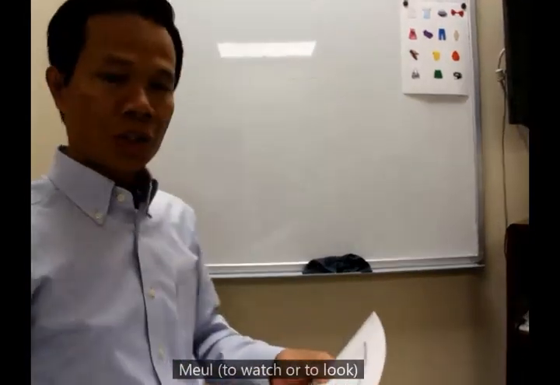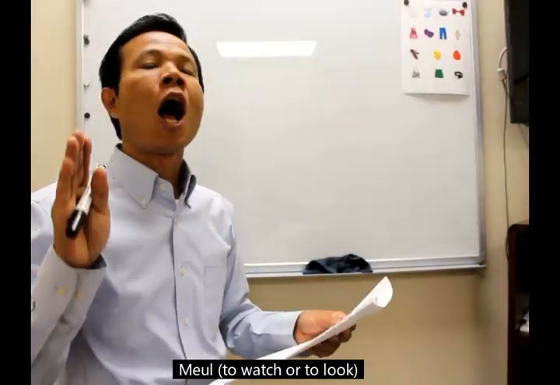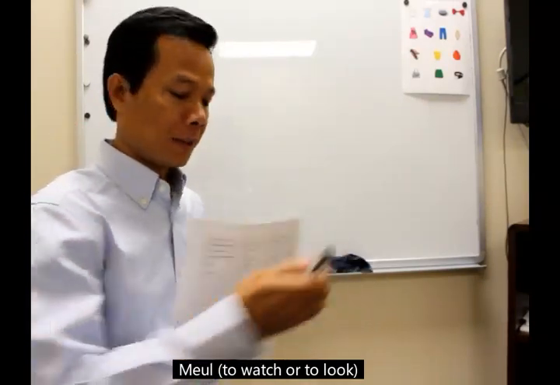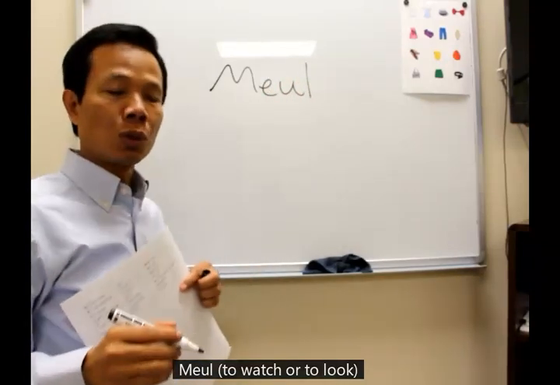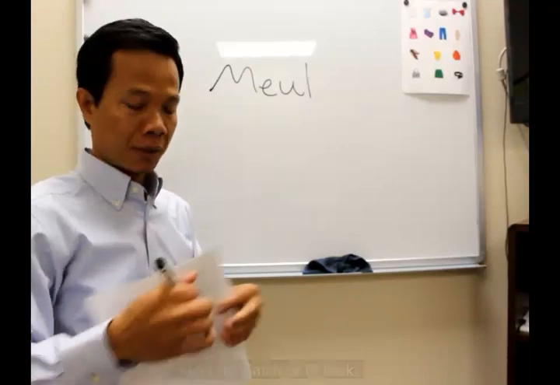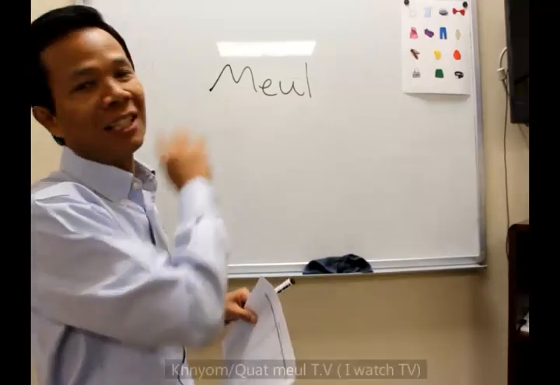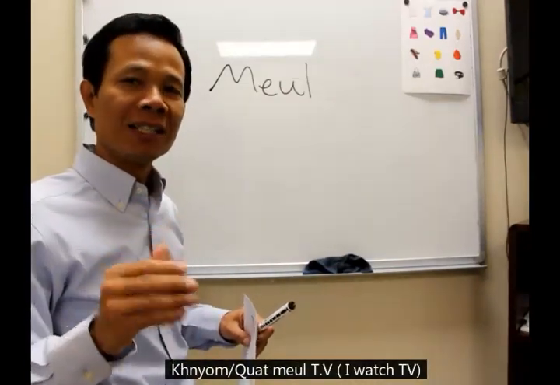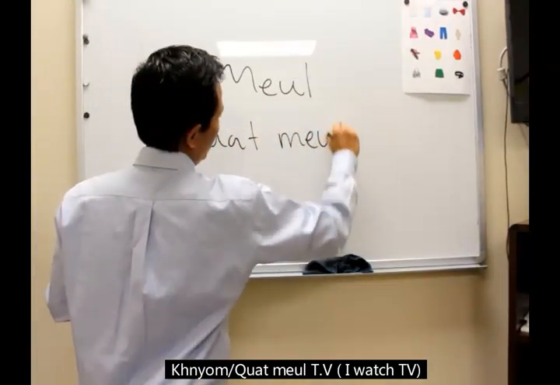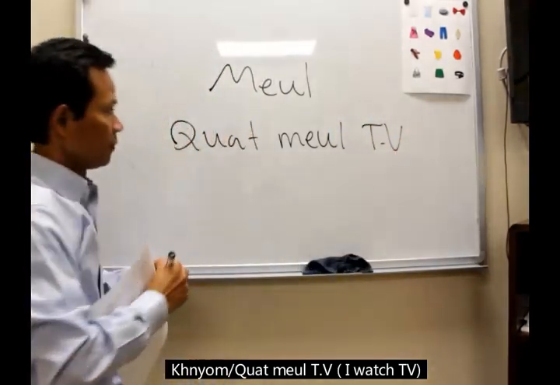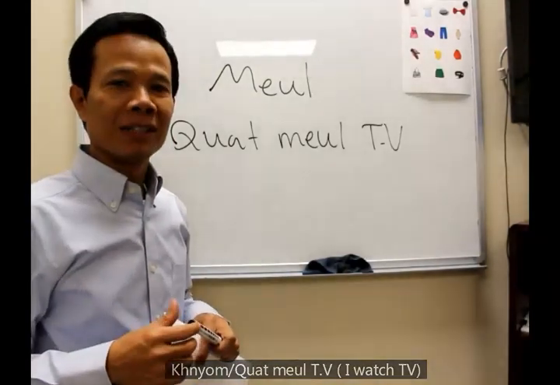To look or to watch. In Khmer we say mol. Mol. But mol, to look or to watch. You can say khnyom mol TV. I watch TV. Or quat mol TV, it means he watched TV.